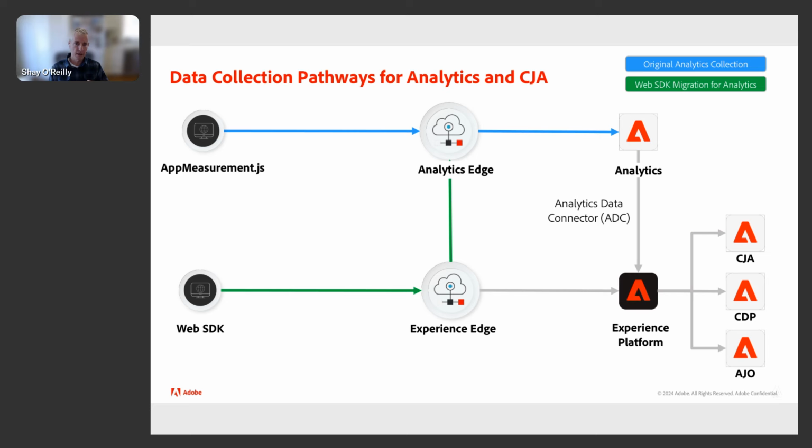I'll just reiterate what we're looking at today. We're talking about making it easier to migrate from the blue there, where AppMeasurement sends to Analytics Edge, to the green, where you use Web SDK to send to Experience Edge, which then forwards to Analytics.